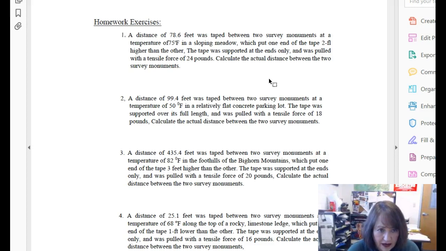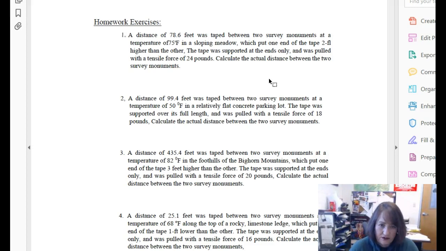So the first thing that we have is a temperature correction, because we are doing this at a higher temperature than standard, because we already standardized at 68 degrees. We also have a slope correction. It says it was pulled with a tensile force of 24 pounds. That means that we have a pull correction or a tension correction as well. So you're pulling harder, because if we standardize at 20 pounds, the pull correction is going to elongate the tape. The temperature is higher than what we standardize at, so that is also going to elongate.